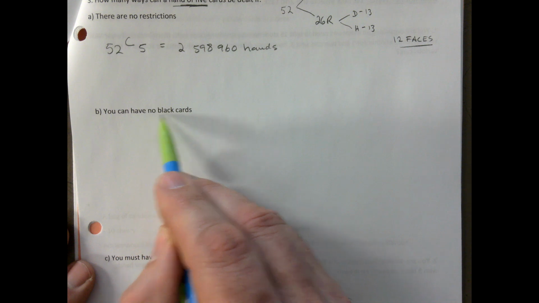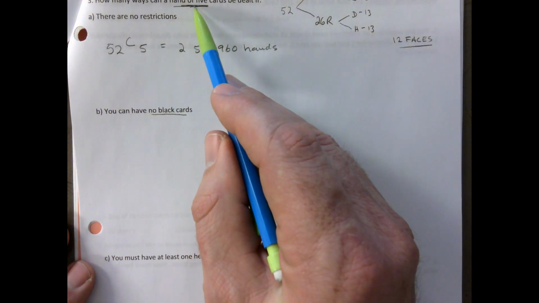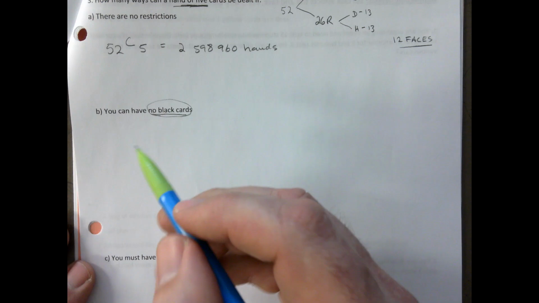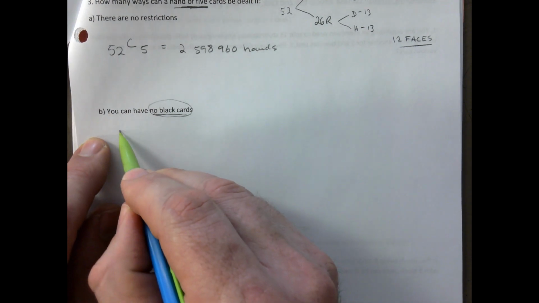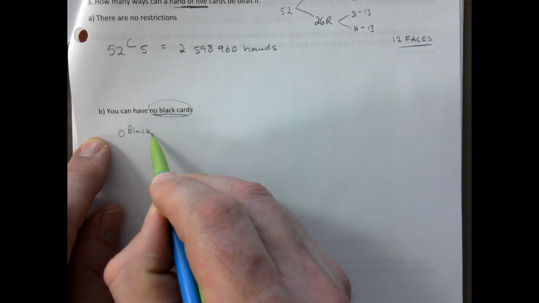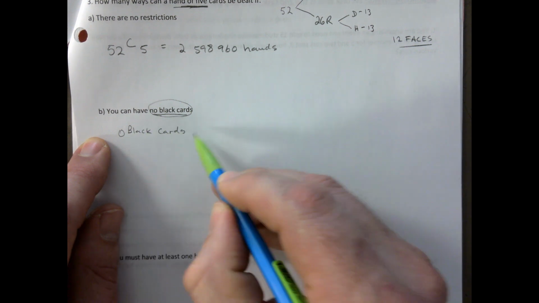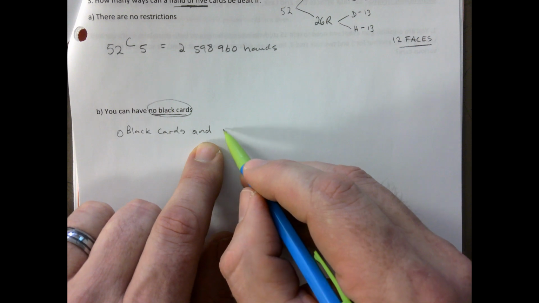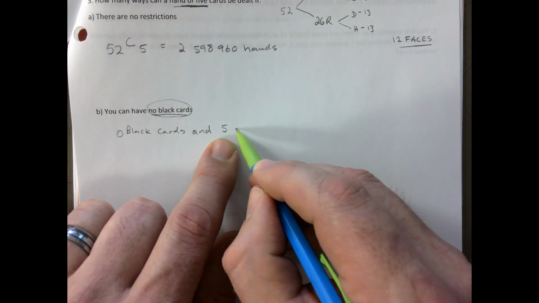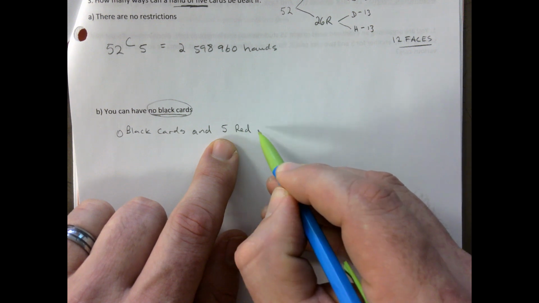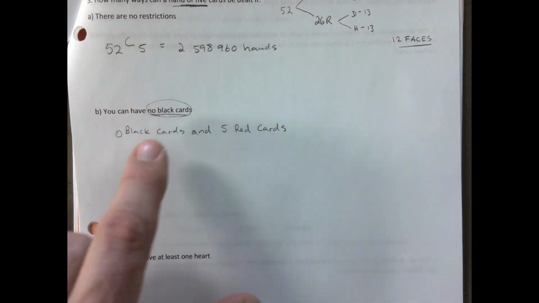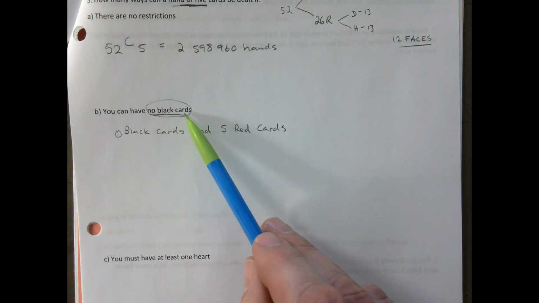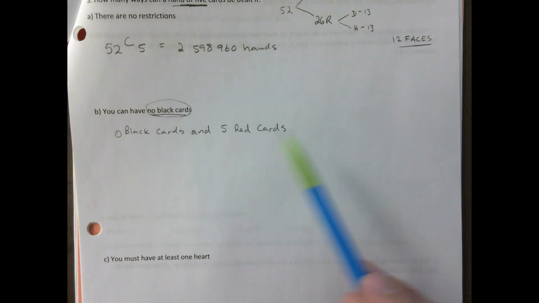You can have no black cards. Like if I said, remember, you make a hand of 5, you cannot have black cards. This is something you need to deal with. So think about it this way. We're going to say 0 black cards and what are we going to say then? We need 5 red cards, non-black cards, right? So every time you have them mentioning black cards, you're like, oh, well, that means I need 5 red. That's my only other option here.